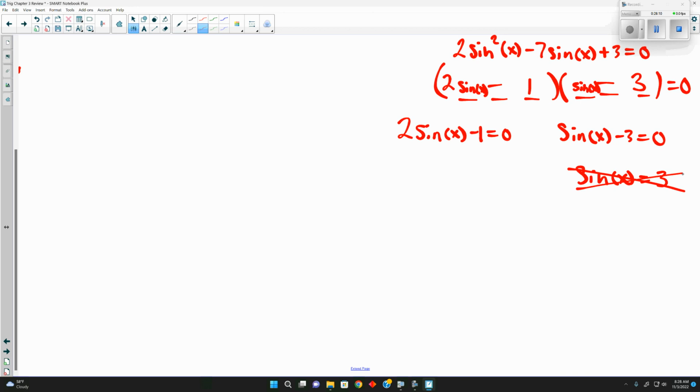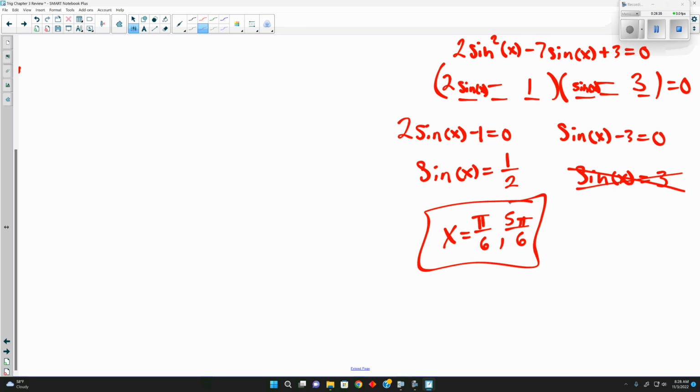On the other side, we can add 1 and divide by 2, telling us sine of x is 1/2, which is actually a nice number because it is on the unit circle. And 1/2 for sine is pi over 6, or 5 pi over 6. And that's it. Questions on this here? We feel pretty comfortable with this here?